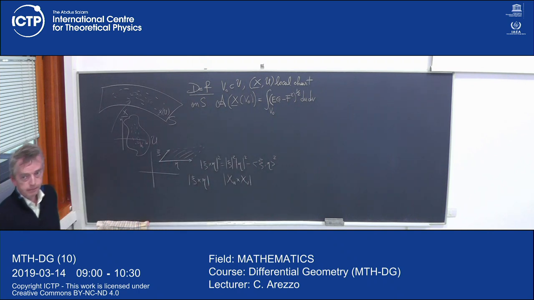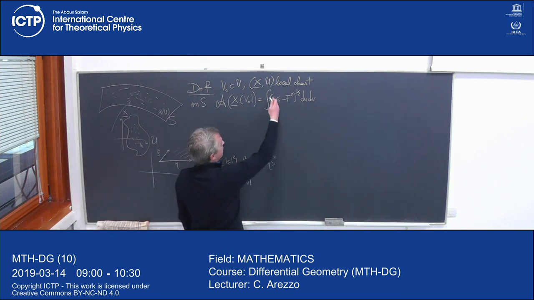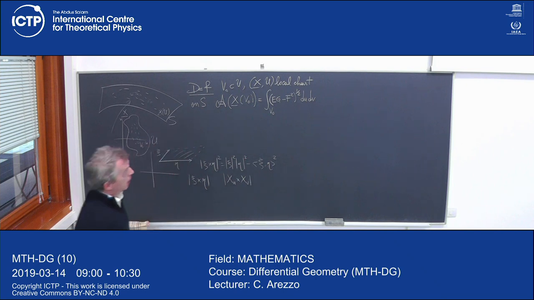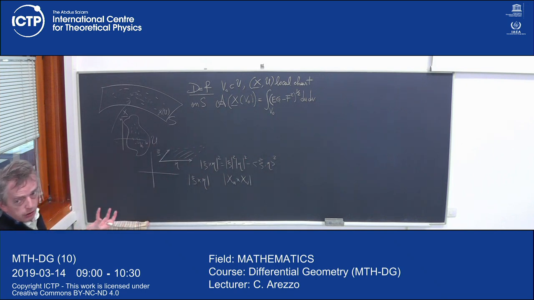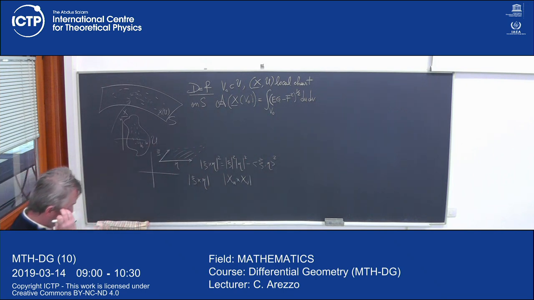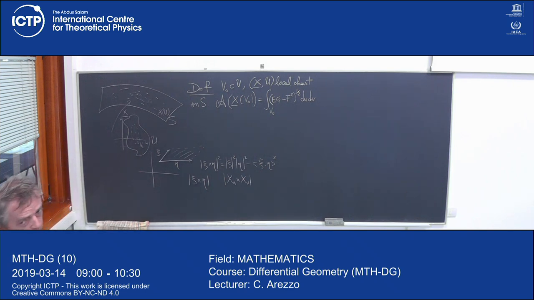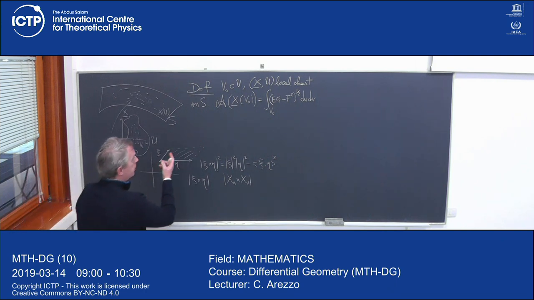Okay, do you agree? So this function here, which is again the square root of the determinant of the first fundamental form, is the distortion function for the area. Now this justifies the definition, but the definition needs a property because otherwise it's not well posed.